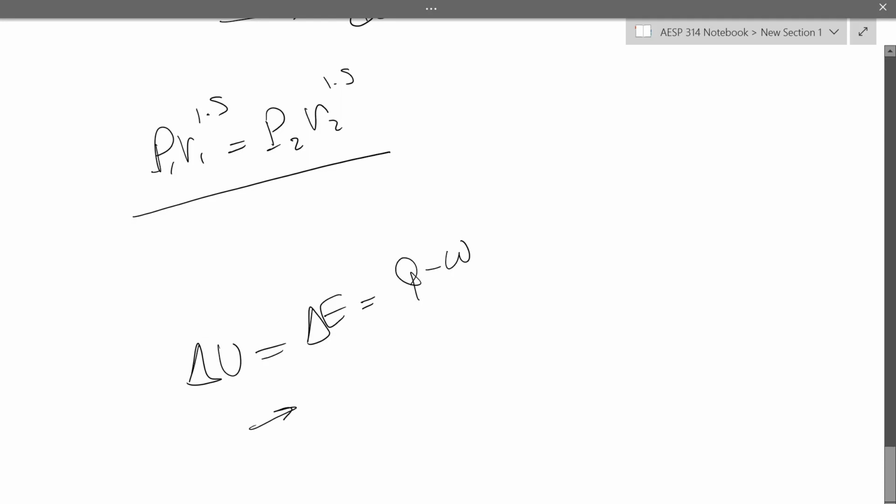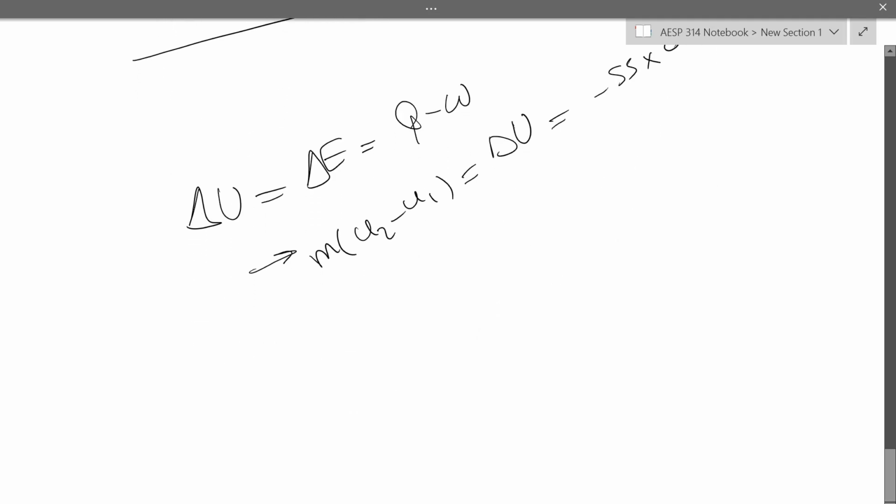But we have the small u's, right? We have u2, a small u, which is the intensive property, minus u1. We just have to make sure we multiply it by an m to get the capital delta U, which is going to be negative 55 multiplied by 0.4, whatever that value is. And then we need to go to W to be able to find W.